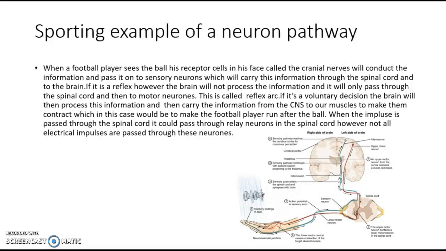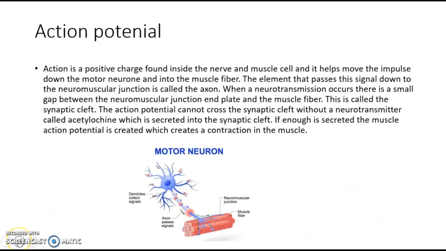If it's a voluntary decision, the brain will process this information and then carry the information from the CNS to our muscles to make them contract, which, in this case, is to make the football player run after the ball. When the impulse is passed through the spinal cord, it could pass through relay neurons, which are found in the spinal cord. However, this doesn't happen with all electrical impulses; they don't always pass through relay neurons.